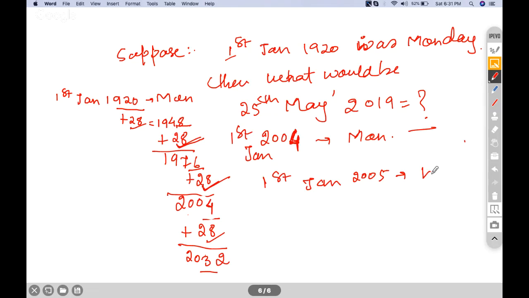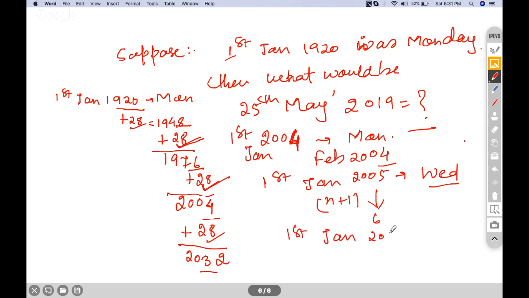It would be Wednesday, because Feb 2004 is coming in between. So if it is Wednesday, I know that n plus 1 year repeats itself after 6 years. So 1st January 2011 would be Wednesday. Now I know that 2011 is n plus 3 kind of year, so it will repeat itself after 11 years. So 1st Jan 2022 would also be Wednesday.